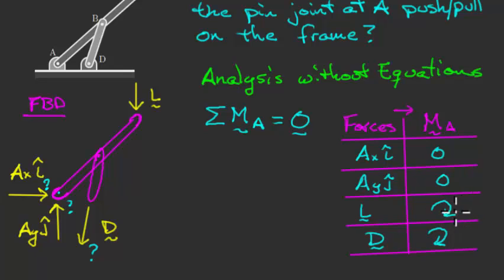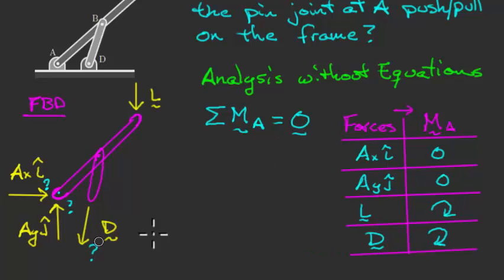So we know L produces a moment clockwise. D is the one with a question mark on it. If D is aligned like I have it, then it also is clockwise, and these 2 moments add up to something which is not 0. It can't be 0, right? Clockwise plus clockwise is clockwise, right? Even more clockwise, I should say. So this is wrong, as I've drawn it down here.